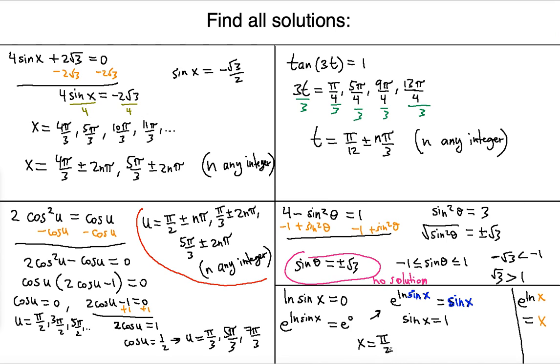And multiples of 2 pi being subtracted or added to pi over 2 will give you the sine of that angle measure, also 1. So that means we can add or subtract multiples of 2 pi. And we will get the same result, right? So any integer. So I hope this was useful.